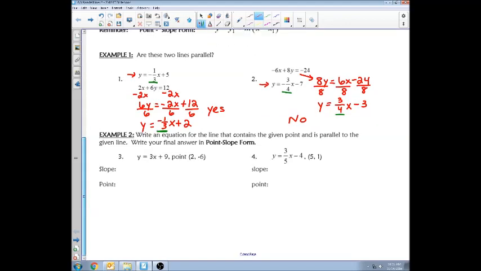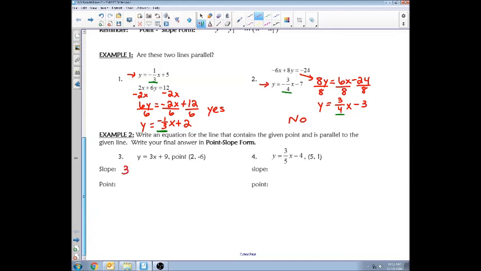Example 2. Write an equation for the line that contains the given point and is parallel to the given line. Write your final answer in point-slope form. Just telling us to write it in point-slope form. So the first thing I need to find is my slope. Remember, my slope is always attached to my x. So my slope in this problem is 3.